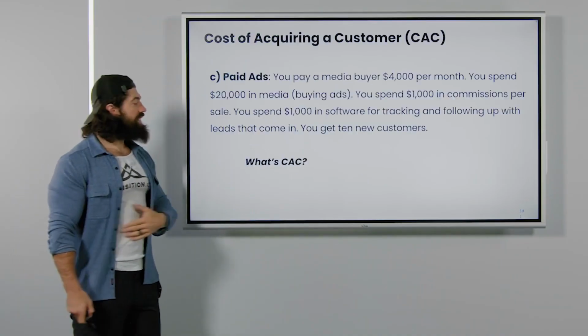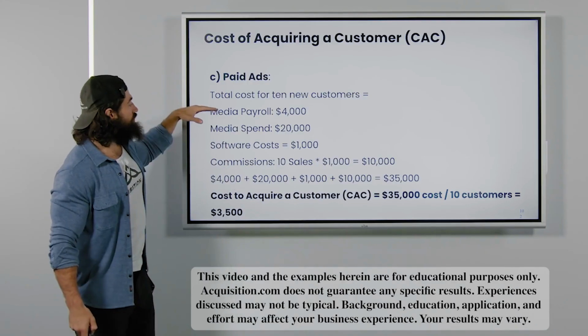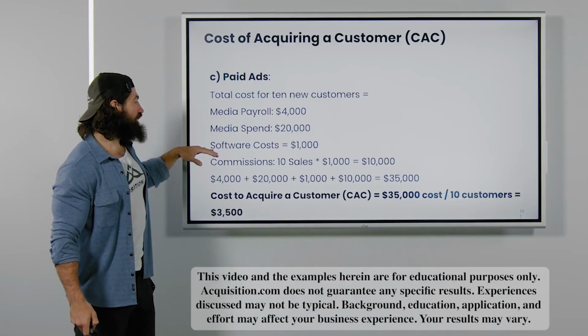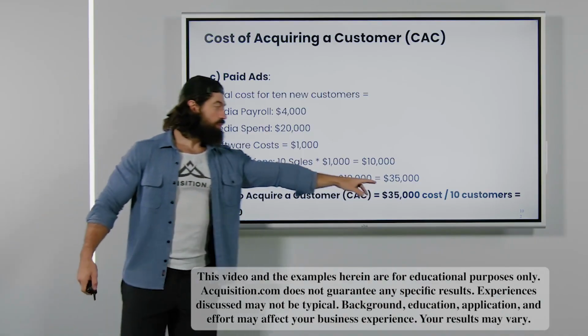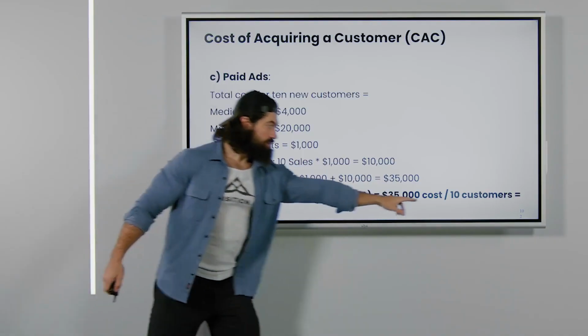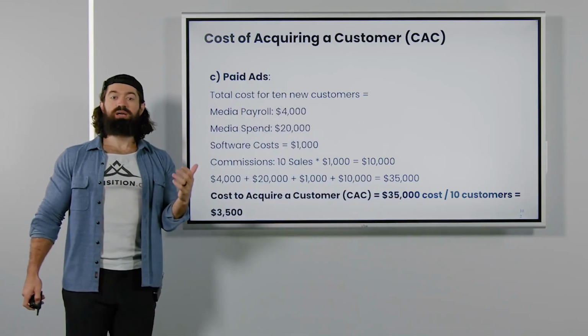Cool. And I'll do one quick one on paid ads. So you spend $4,000 a month on a media buyer. You spend 20 grand in buying ads, the actual media itself. You spend $1,000 commissions per sale, so this is probably a higher ticket sale. And you spend $1,000 in software and tracking and following up with the leads that come in to get 10 new customers. So what's CAC? So media, 4K, media spend, 20K, software, 1K, commissions, 10 times 1, 10,000. So all in, we spend $35,000 divided by 10 customers, $3,500 per customer is our CAC.